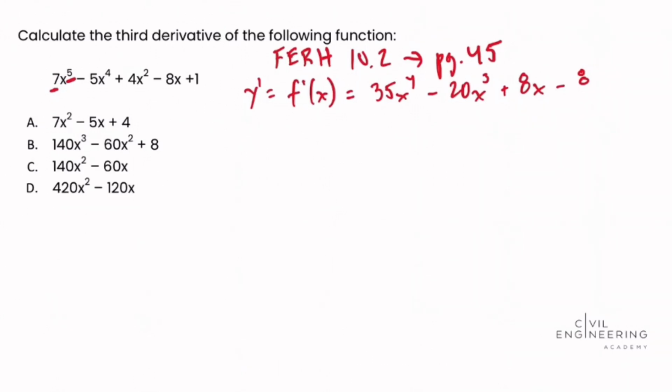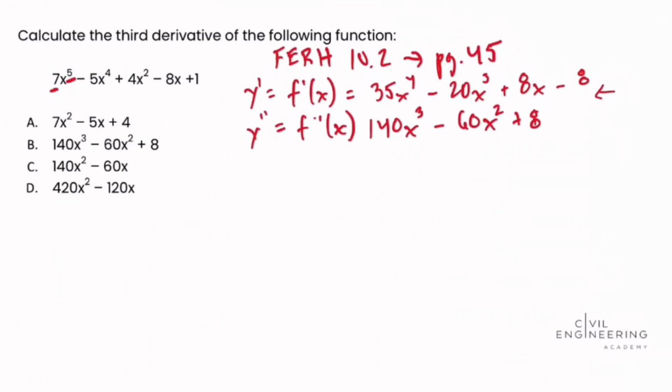So then for the second derivative, what we're going to do is y double prime is equal to f double prime of x, and we're going to use the first derivative and do the same process. So 4 times 35 is 140x, and then we'll subtract 1 from the 4 in the exponent, so that'd be 140x cubed, minus 20 times 3, that's 60x squared, because we're taking 1 off the 3 in that exponent, plus 8.